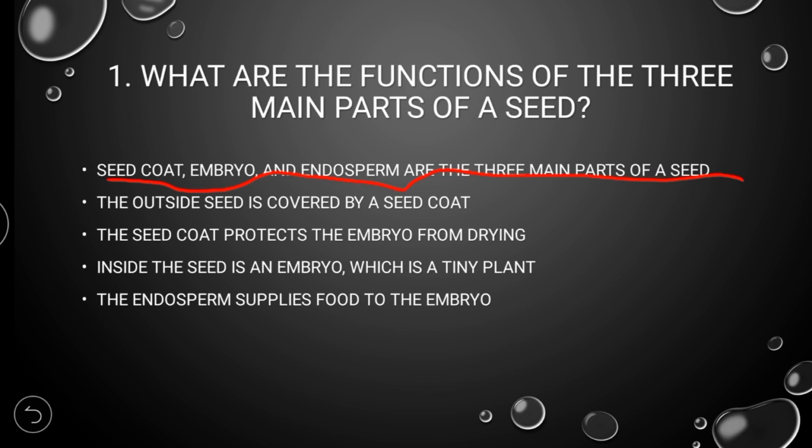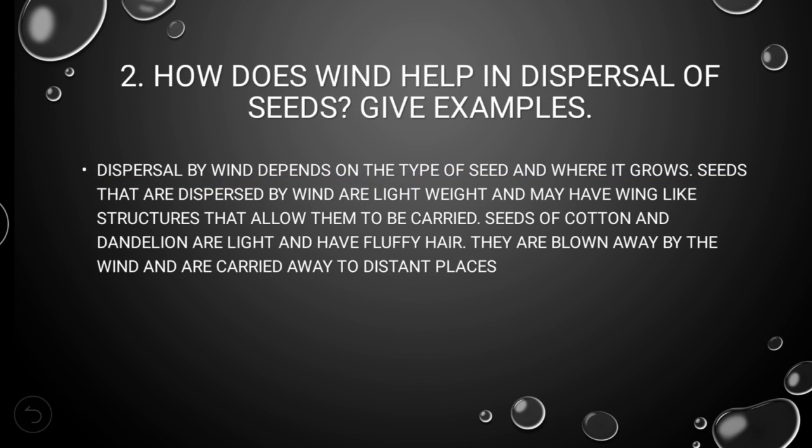Do you understand? Okay, we move on to the next question. How does wind help in dispersal of seed? Give an example. We have learned about dispersal of seed by wind. What are the main examples we have learned? Cotton, dandelion and sycamore, right? So what we have learned in the chapter is the answer to this question.